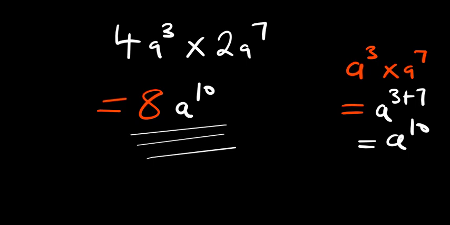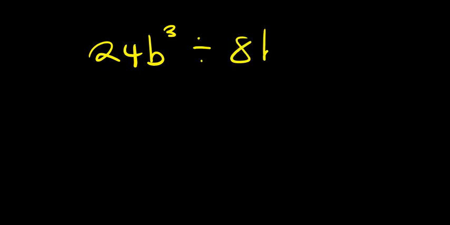Okay, then let's solve another one in that same fashion. Let's say I've got 24b to the power 3 divided by 8b to the power 2.